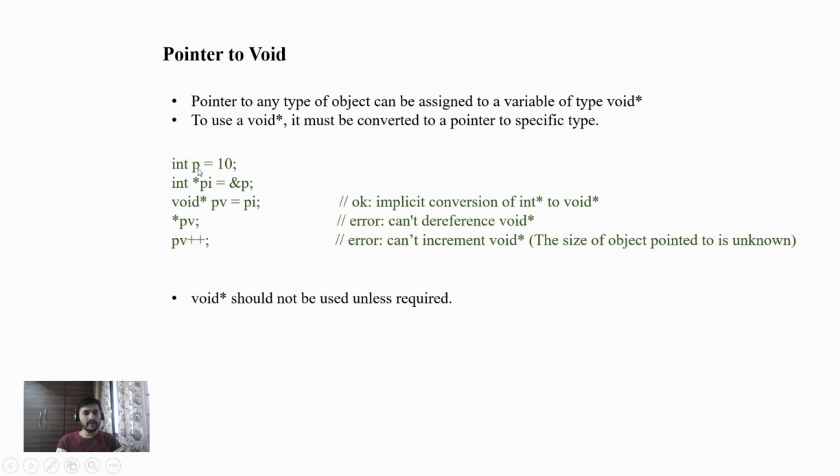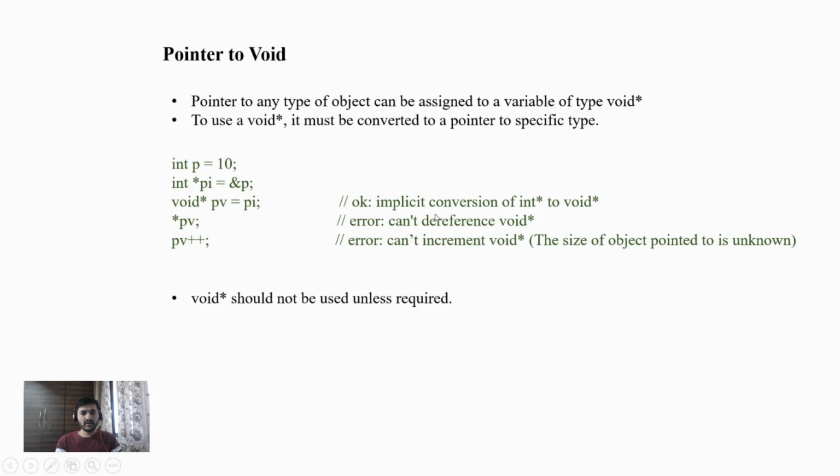Let's consider an example. Here I have created a variable p which contains the value 10, of type integer. I am creating a pointer pi which contains the address of this variable p. I have created another void pointer PV, which refers to the same pointer. So what I have said is that a void pointer can refer to any type of pointer. PI is an integer pointer, but PV is a void pointer, so it can refer to any type of pointer. So here PV refers to this PI pointer. Both contain the same address.